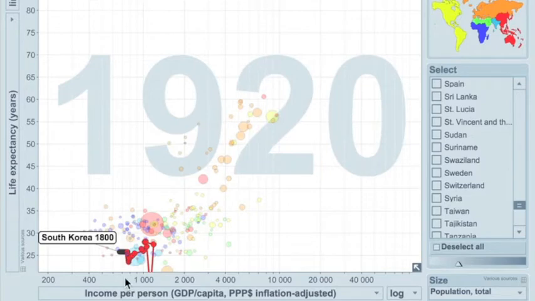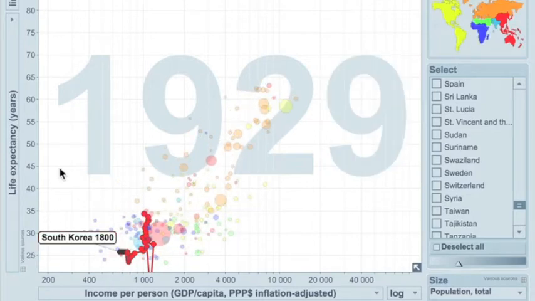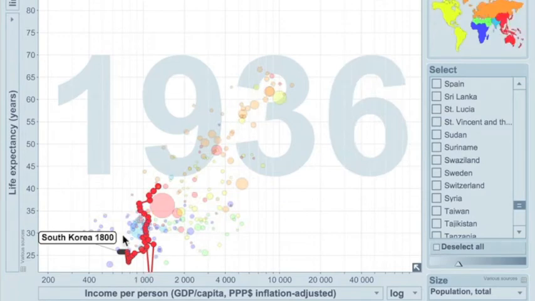Okay, continue forward. Here in 1917 to 1919, there's a major drop due to rebel attacks on Japan, but they were defeated shortly after. Then life expectancy increases steadily, and there's a small decrease in income per person here, but then an increase.